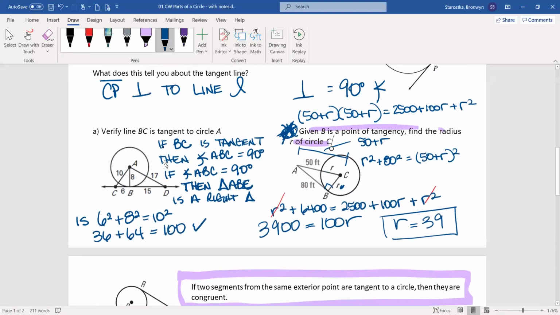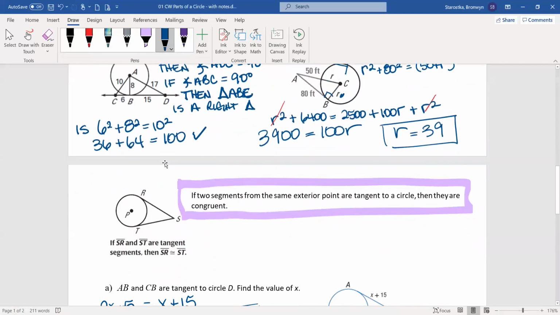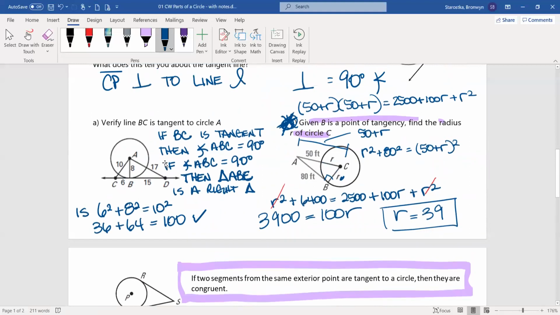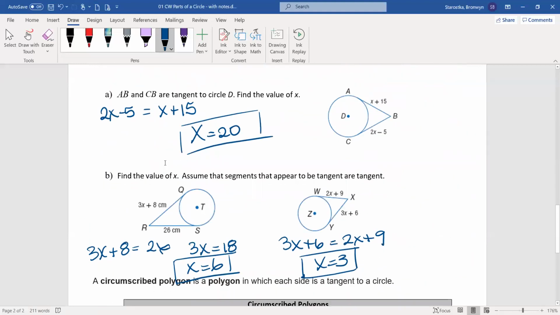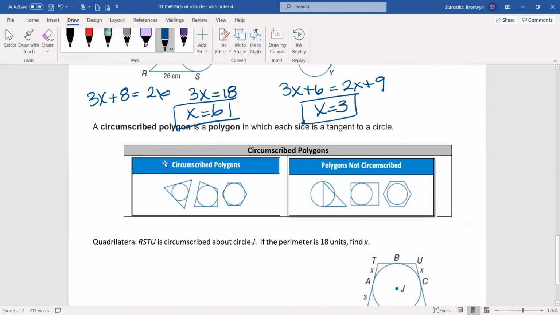This problem here, where you're finding the radius, requires you to remember quadratic, or not quadratic formula, but how to FOIL. And then problem A there, verifying, requires you to use Pythagorean theorem. The Pythagorean theorem, FOIL, and then just setting equal. And then another property of tangent.